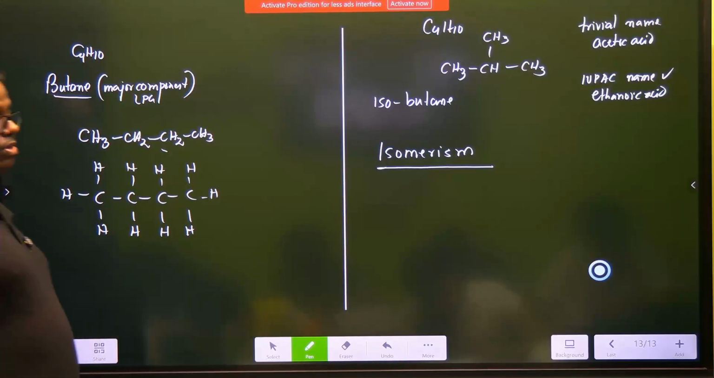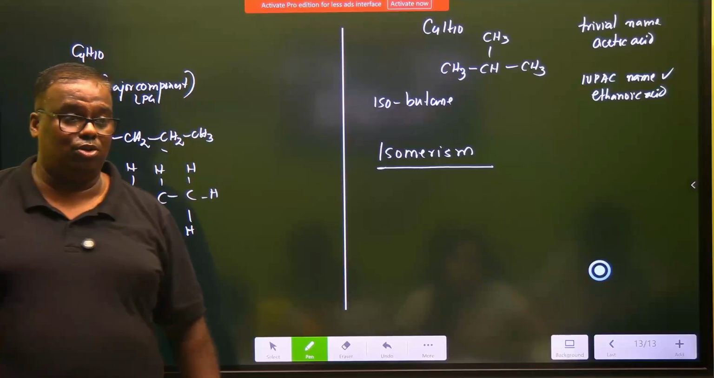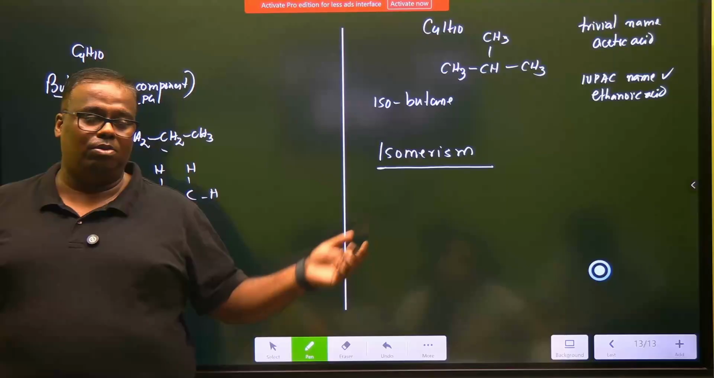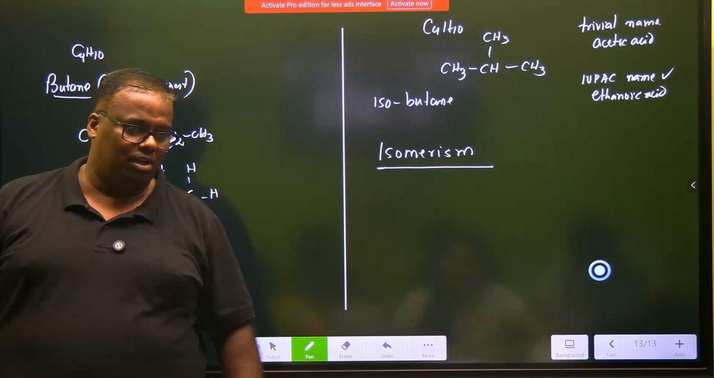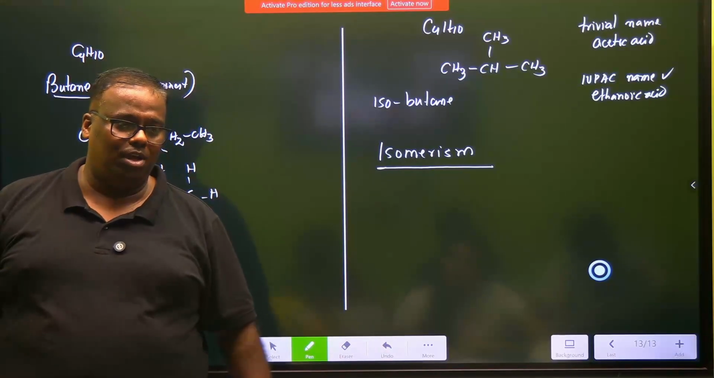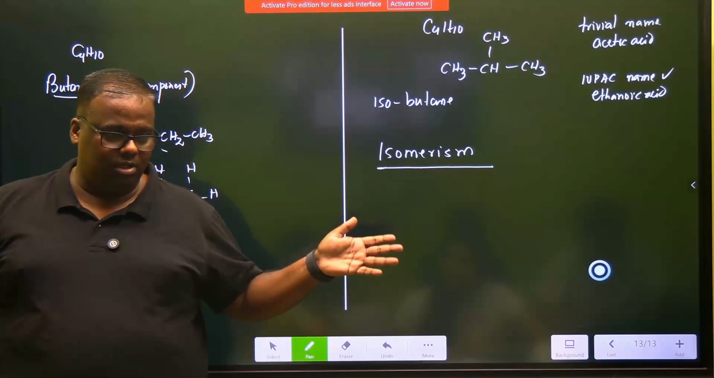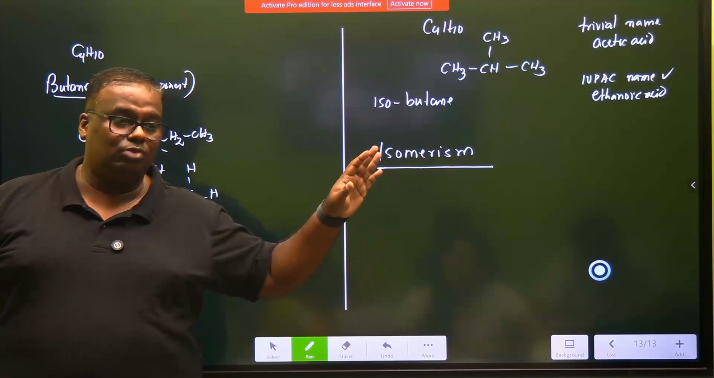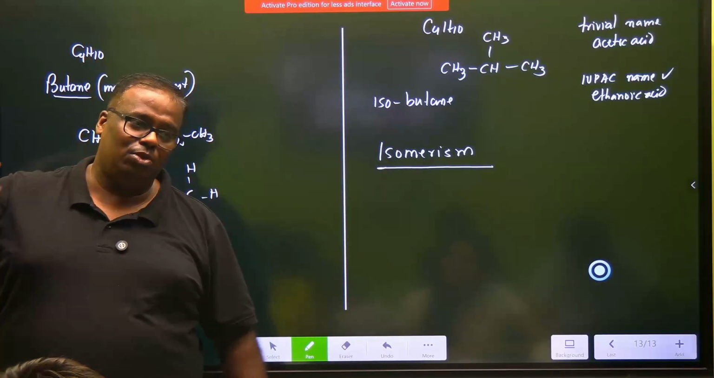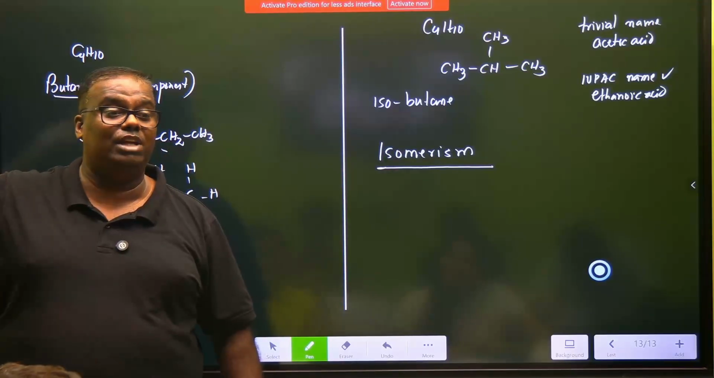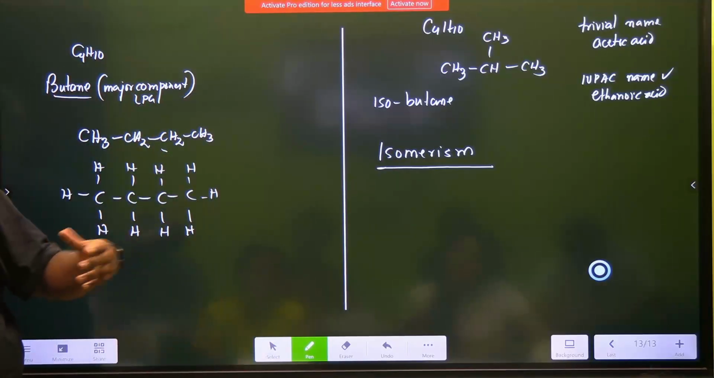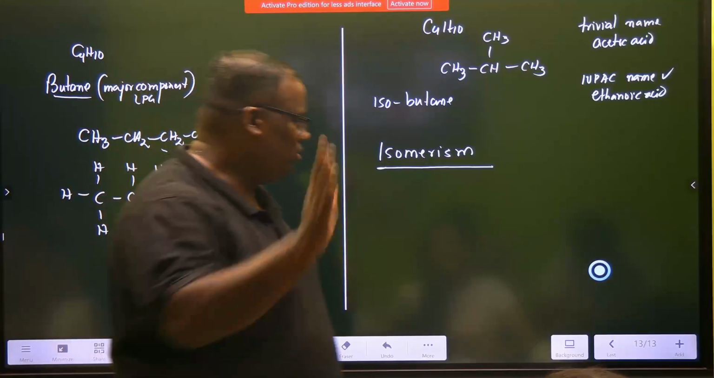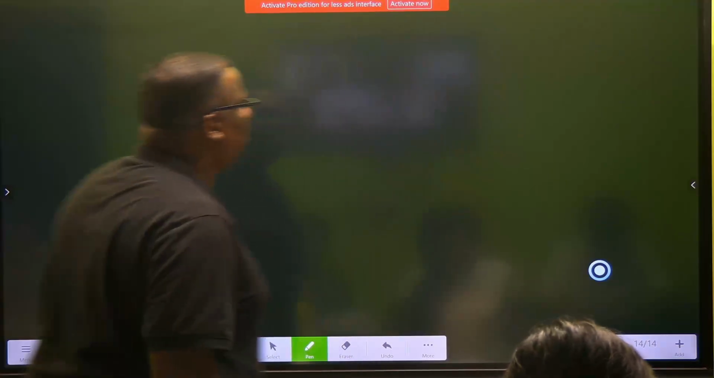In higher classes, you will study optical isomerism also. What is optical isomerism? There will be a compound and another compound sharing the same molecular formula and the same structural formula, but when you put polarized light on it, one compound will rotate light to the left side, known as levo, and one will rotate it to the right side, called dextro. So you will hear about compounds being levorotatory, dextrorotatory, L and D. Those are not to be studied now. Now let's learn about isomerism.